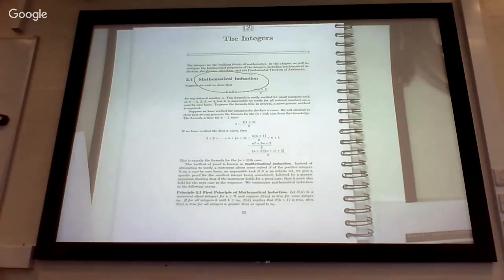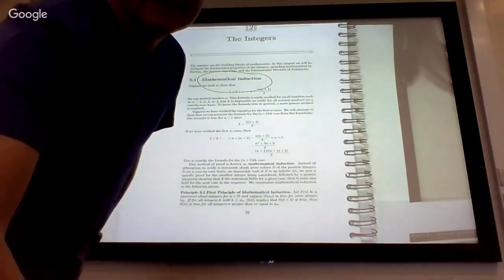Okay, so have a read through the chapter. That is a tomorrow night lecture. So if you can have a look through chapter 1 tonight, maybe chapter 2 as well, and do some work with induction tomorrow. Okay.